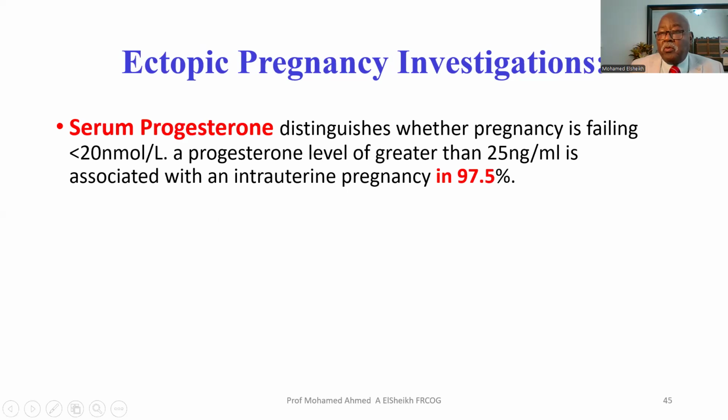Serum progesterone usually distinguishes whether the pregnancy is failing, showing that a progesterone level greater than 25 nanogram per ml is associated with an intrauterine pregnancy in almost 97.5%. That's to say, we do it to be sure that the pregnancy is progressing.